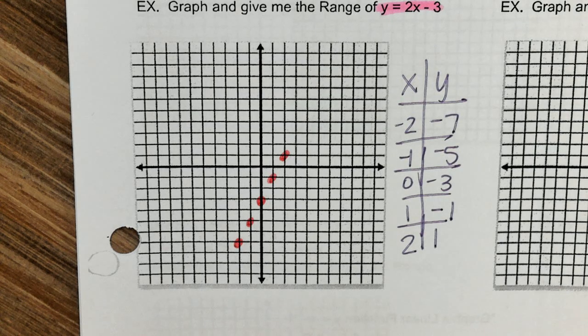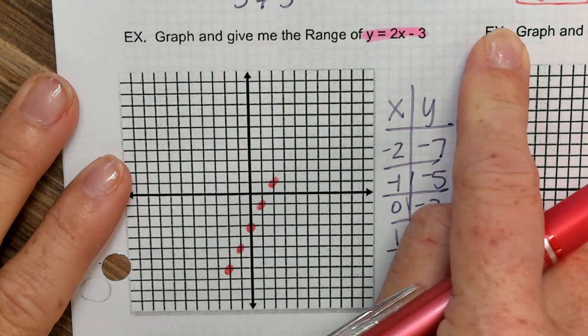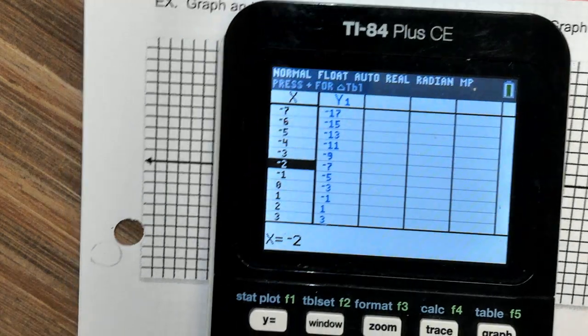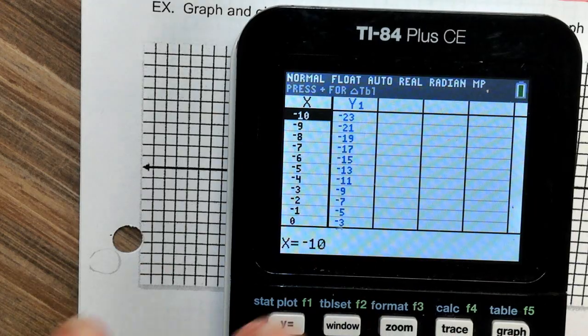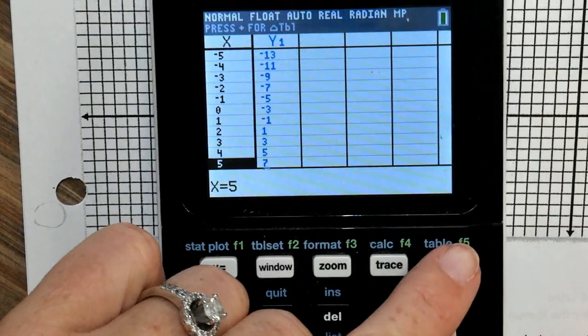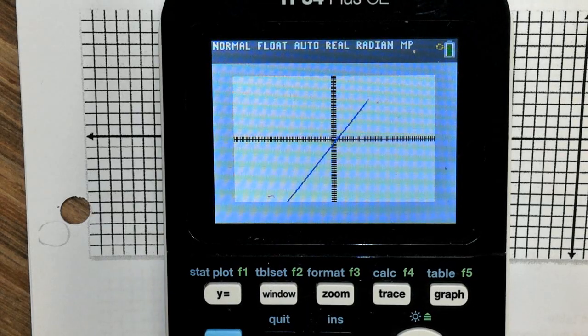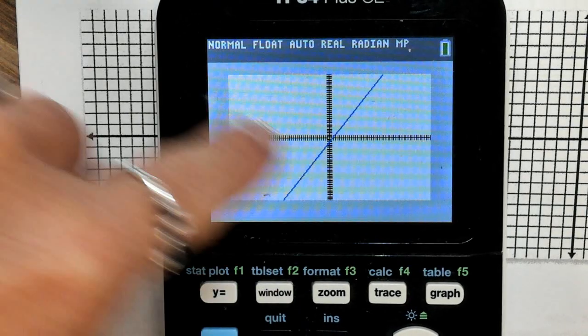Am I going to connect the dots? When do I not connect them? When they give you a specific domain. Did they give me any domain at all? That means all of these dots should be on the graph. And they keep going up forever. They keep going down forever. If you hit your graph button, it'll show you it's a line that keeps going forever and ever. You can only see, though, what's in your window.